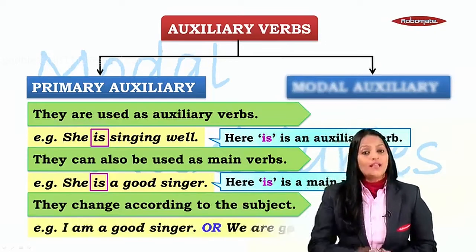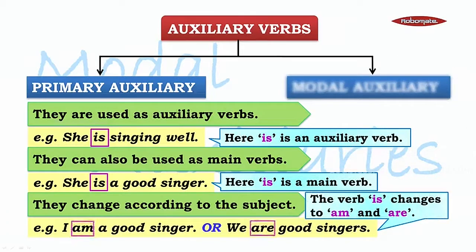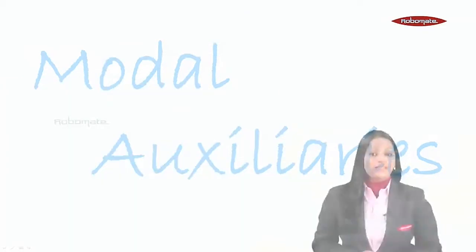Now students, let's take this with examples. I am a good singer, or we are good singers. Now, earlier sentence, she is a good singer. So, there the verb was is. Now, here you can see the is has changed to am and are based on the subject.